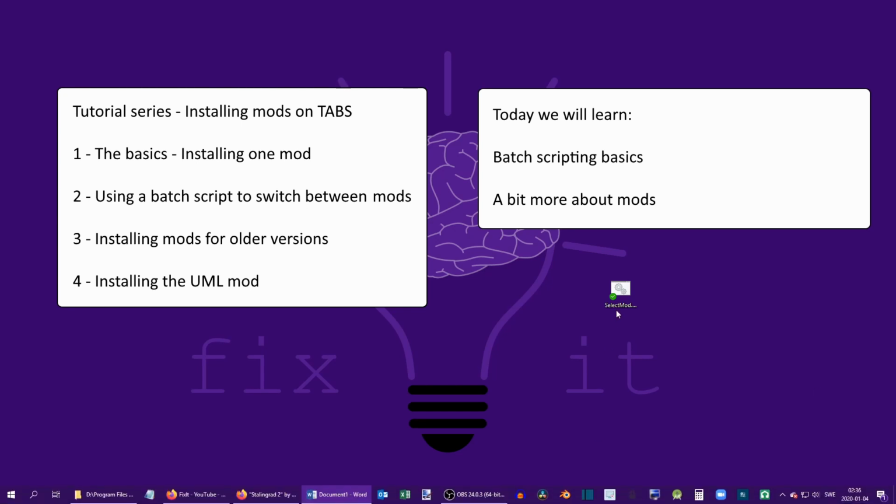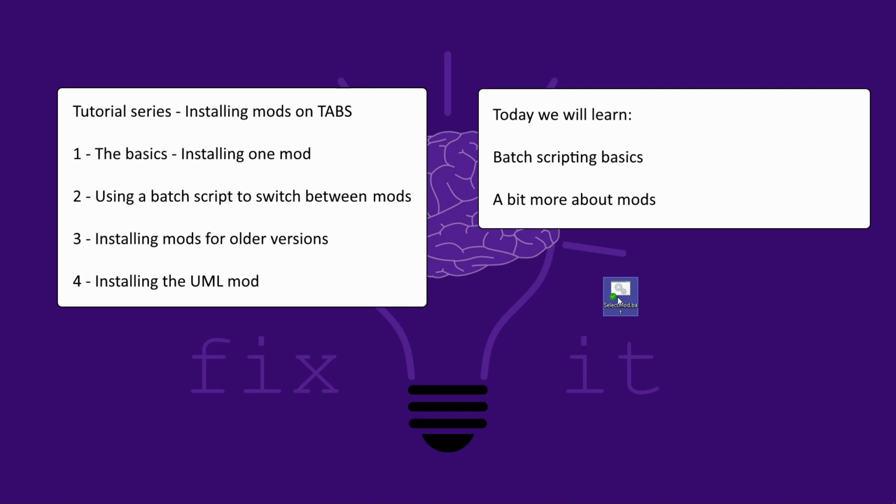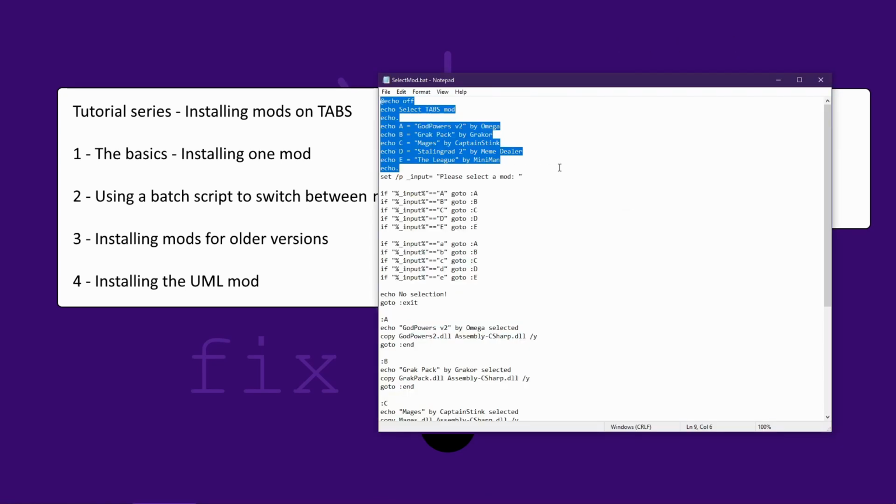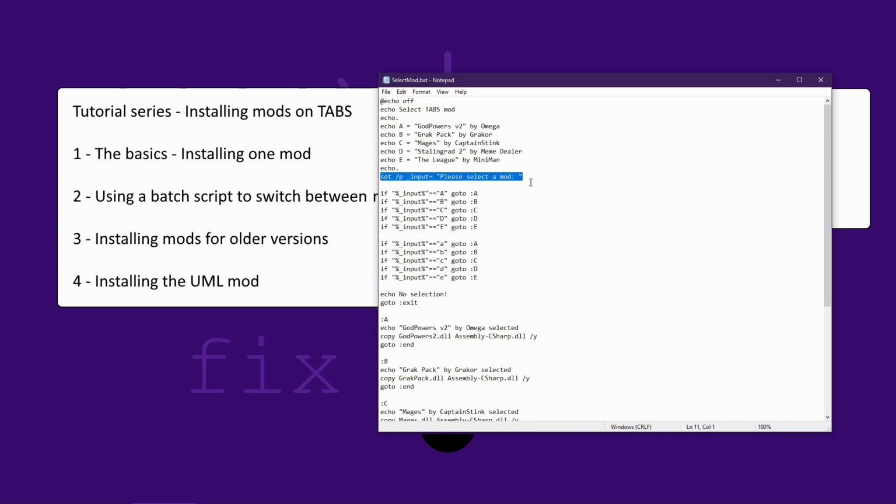Here is the script. And to edit the script, you right click and edit. This first part of the script simply shows information on the screen on how to select a mod. Press A for GodPowers and so on. Here the script stops and waits for the input we asked for. A, B, C, D, E.